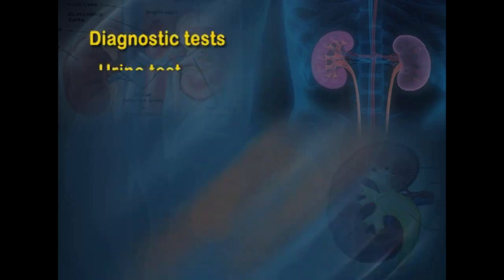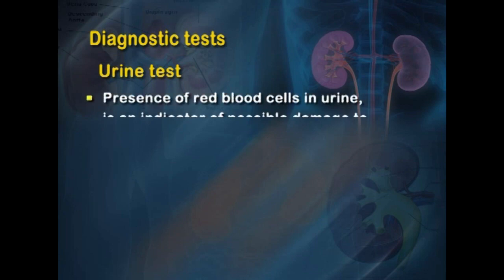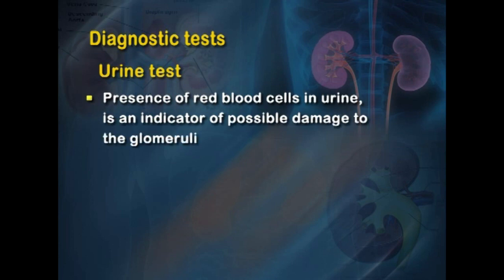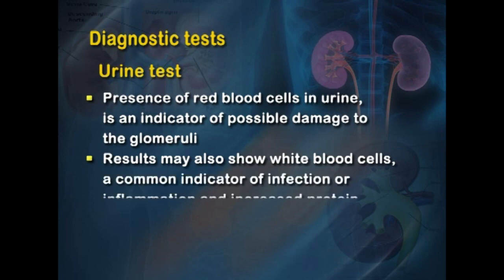But it is very important to have the correct diagnosis done to find out whether it is glomerulonephritis, nephrotic syndrome, ARF or CKD. Some of the common diagnostic tests are the urine test. It is very important because it is a simple test and it can tell us whether it contains RBCs, and this will be an indicator for the possible damage to the glomeruli. Sometimes the urine can also show the presence of WBCs, the white blood cells. It is a common indicator for any infection or inflammation.